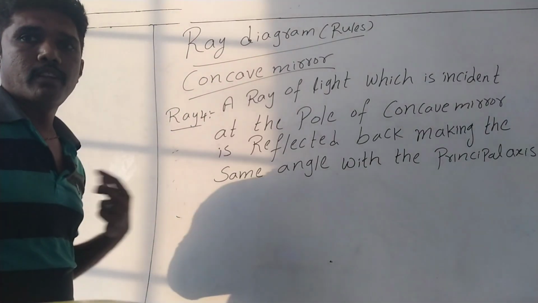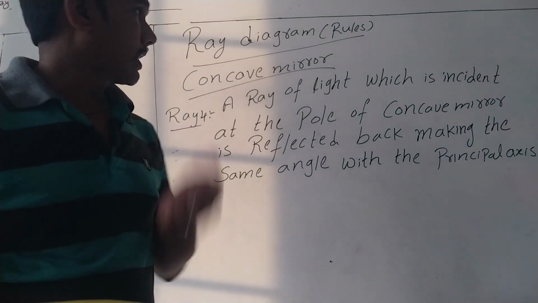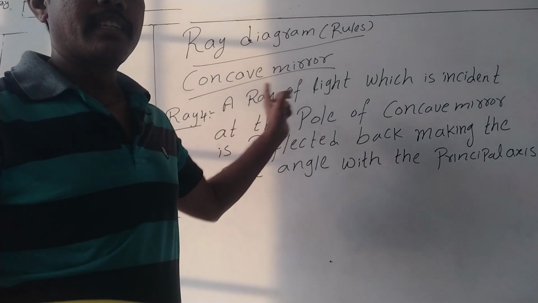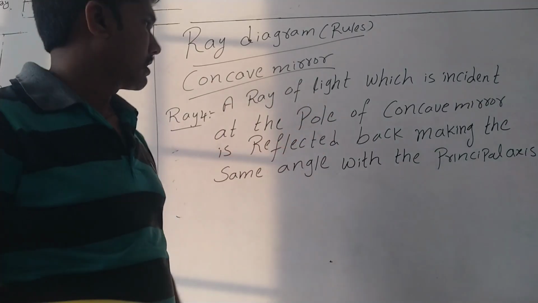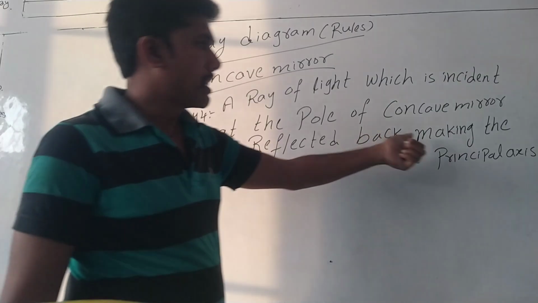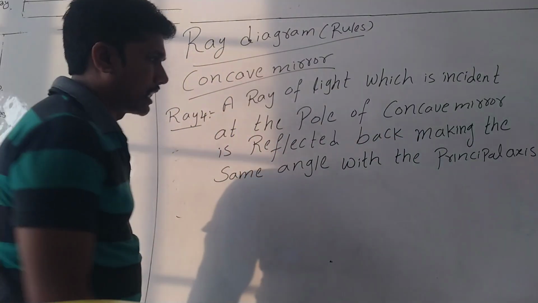Now we go to the last ray, ray 4 of the concave mirror. A ray of light which is incident at the pole of a concave mirror is reflected, making the same angle with the principal axis. Now see the diagram.